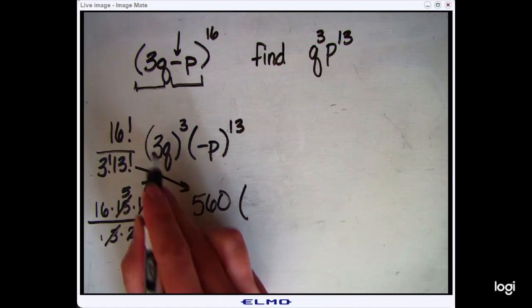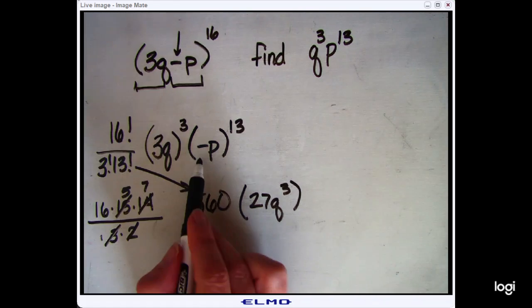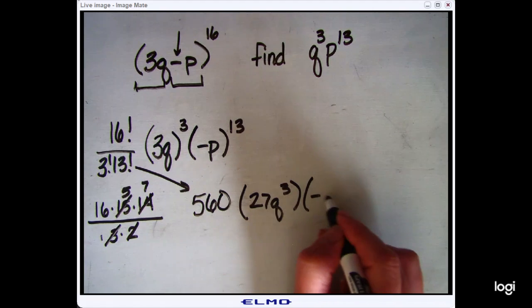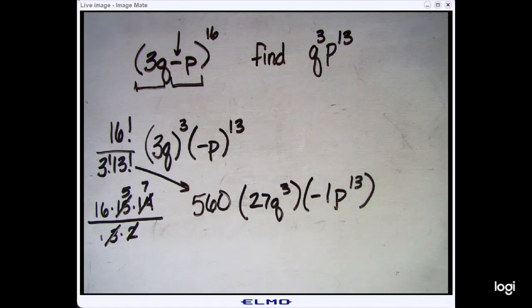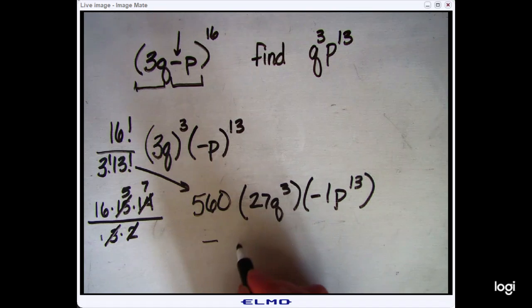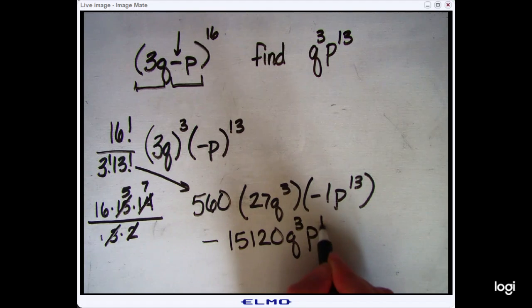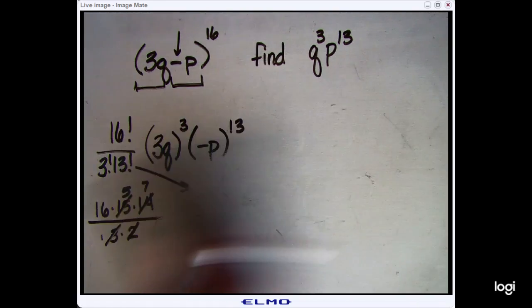Now I've got times, let's simplify this, 27Q to the 3rd. And what is a negative 1 raised to the 13th? It's a negative 1, right? P to the 13th. Now let's simplify this. I've got 560 times 27 times negative 1, and I get negative 15,120 Q to the 3rd, P to the 13th. And you're going to find that those numbers get big quickly, so don't worry about that. Let's do another problem.